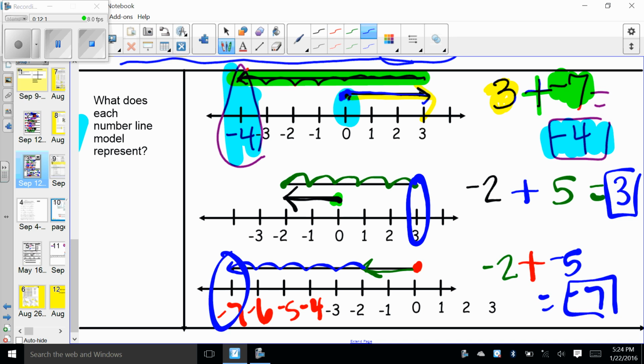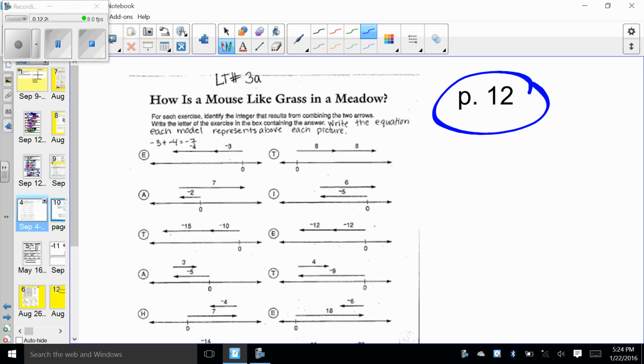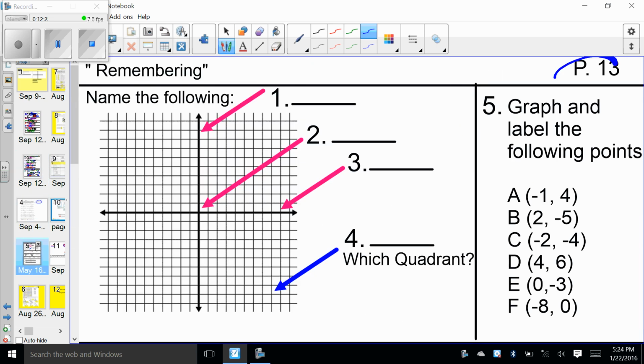Okay, 7th grade. So that is how we model integers on a number line. I don't have a specific summary available for you today, but your homework then for tomorrow is to do page 12 and to do page 13 due tomorrow. Some of that is going to be review. Some of it is going to be the learning target of modeling integers on a number line and using money.